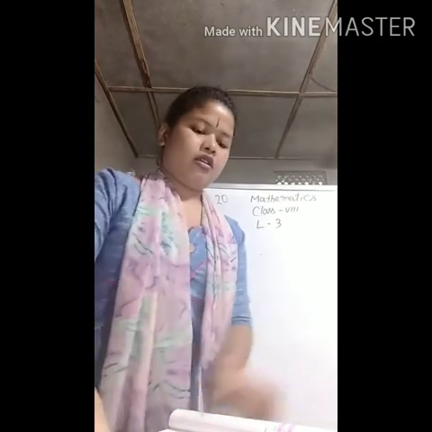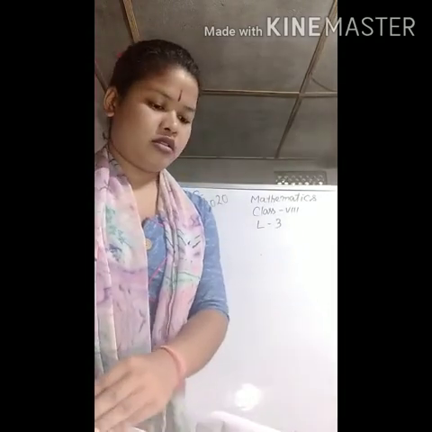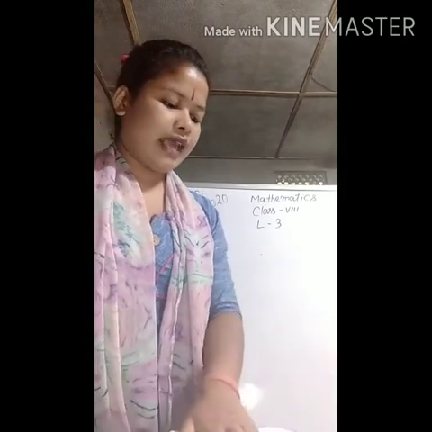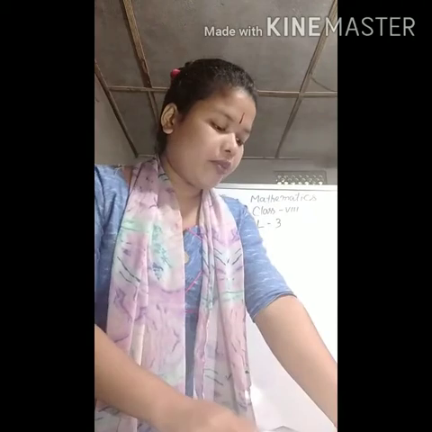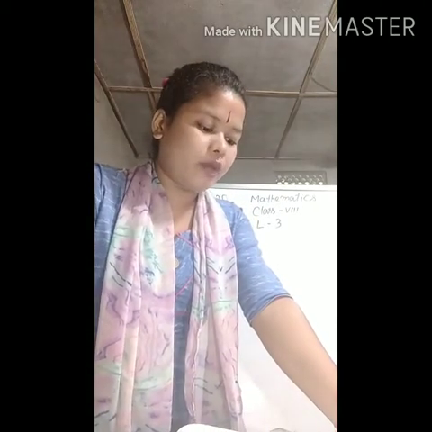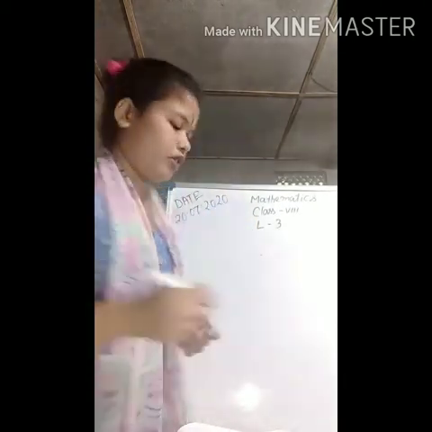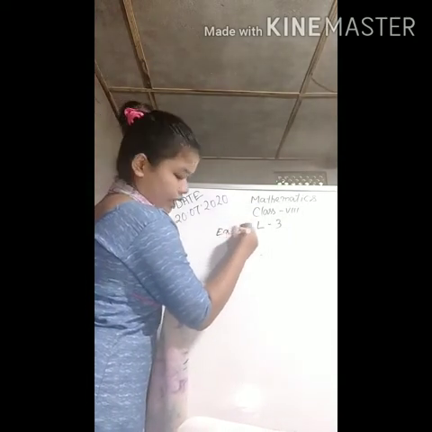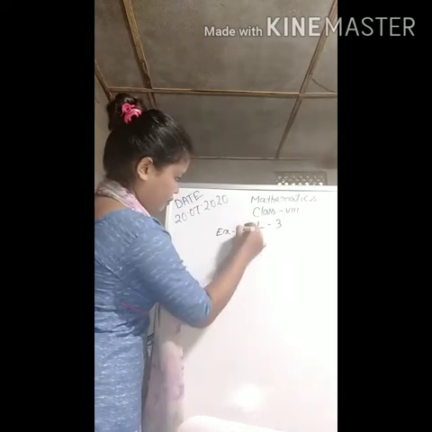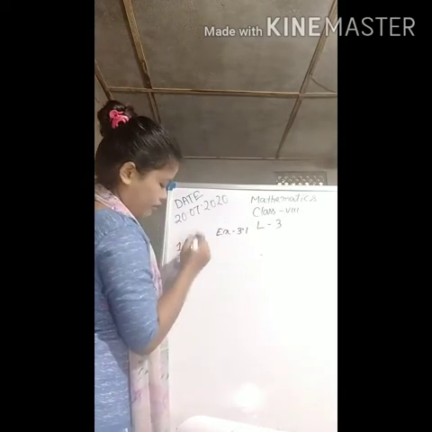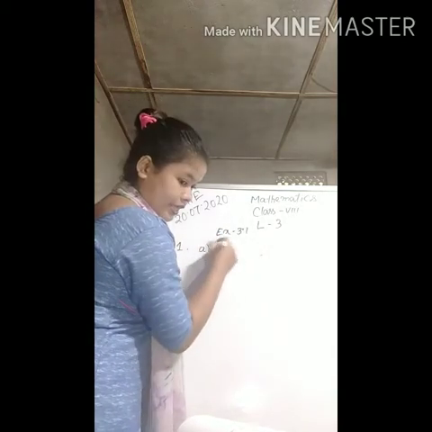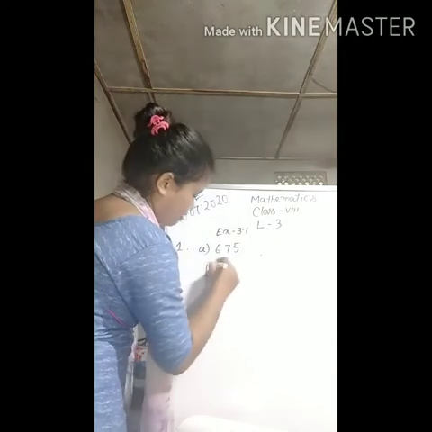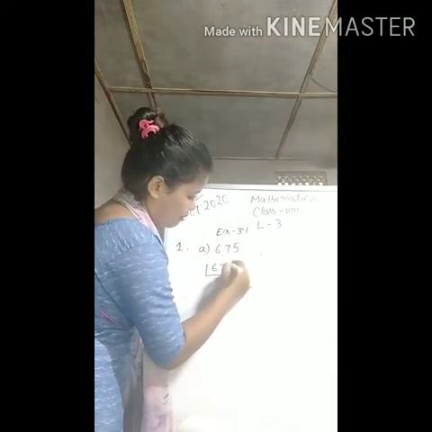Now let's see the exercise. See exercise 3.1. Question number 1 is check whether the following numbers are perfect cubes or not. So let's see. Exercise 3.1, question number 1A is 675. So we will do the prime factorization method.